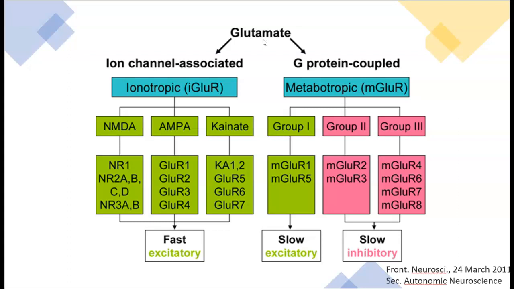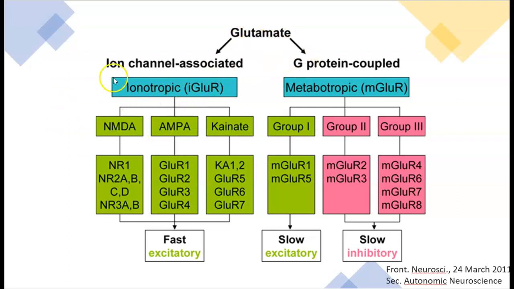And glutamate can activate one of both of these types of channels. So it can activate ion channels, so it has ionotropic receptors, or it can activate a G protein coupled receptor. And you don't need to know all of this, but just to show you the different flavors, these are the subgroups of receptors that would be glutamate related.